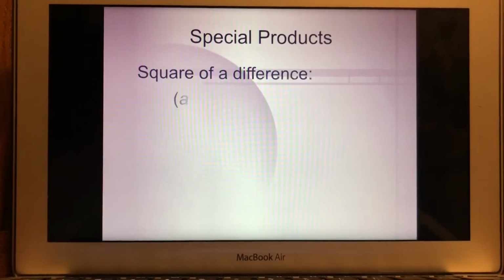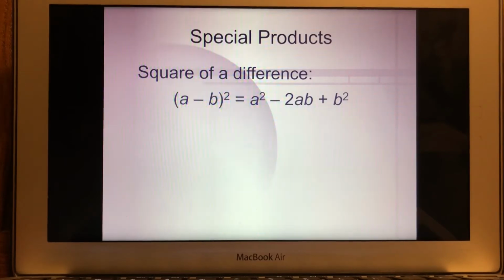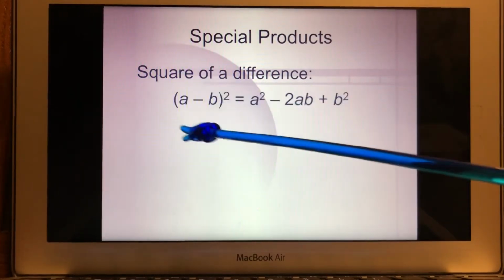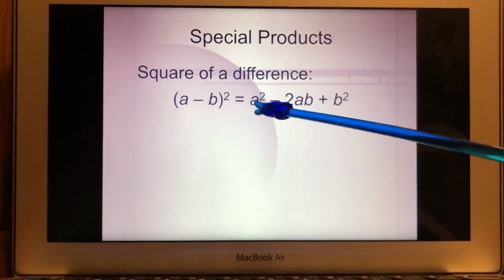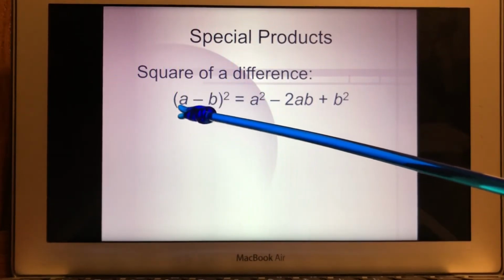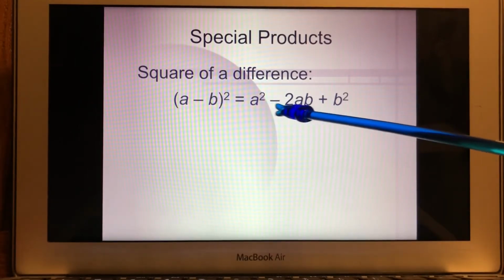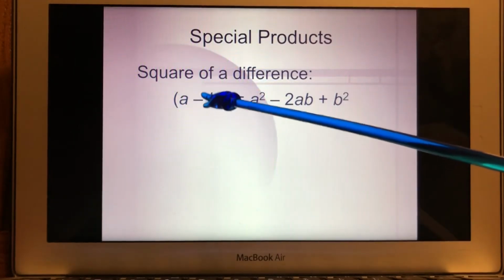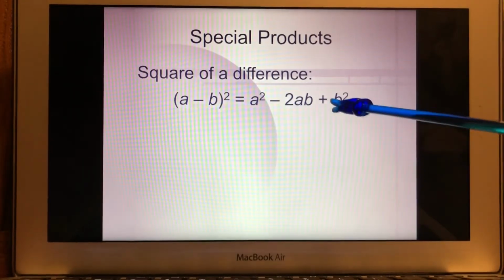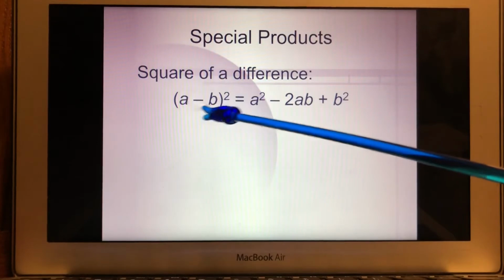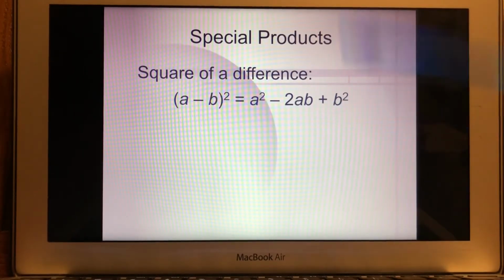These special products, the next pattern we see: the square of a difference is going to give us the first term squared, and then 2 times a times b, but you're going to subtract it this time. And then the last term, because a negative times a negative gives me a positive, so negative times negative is going to be positive b squared.